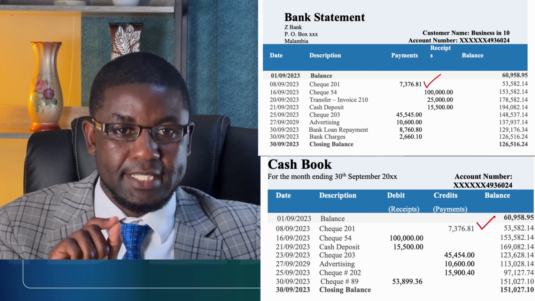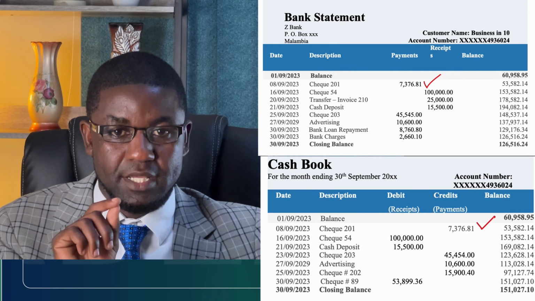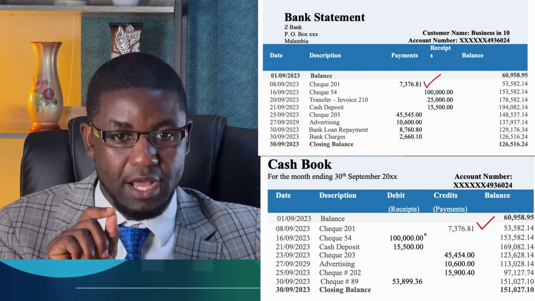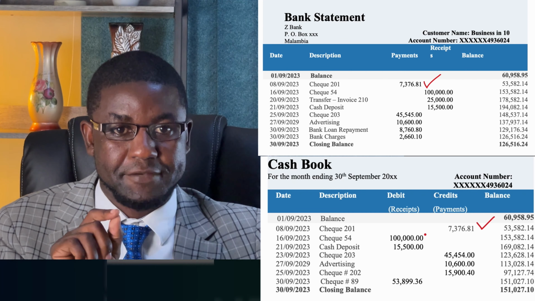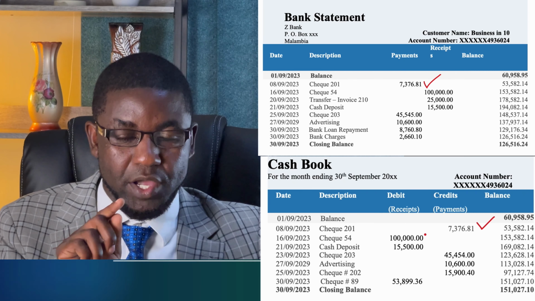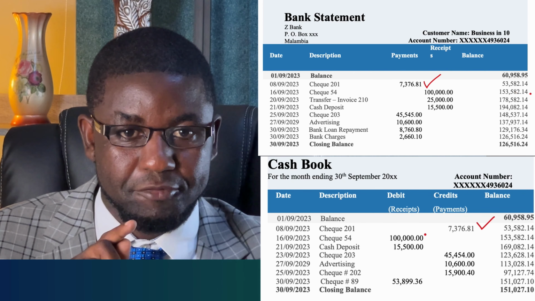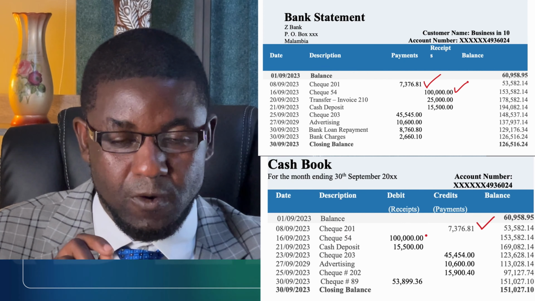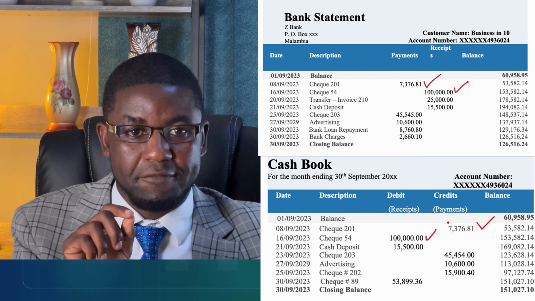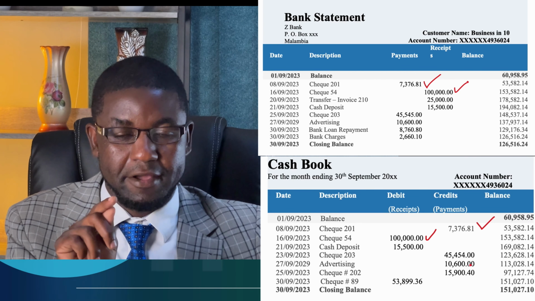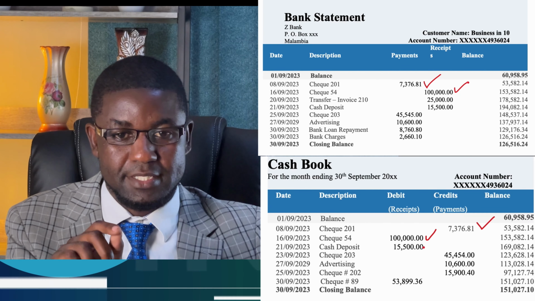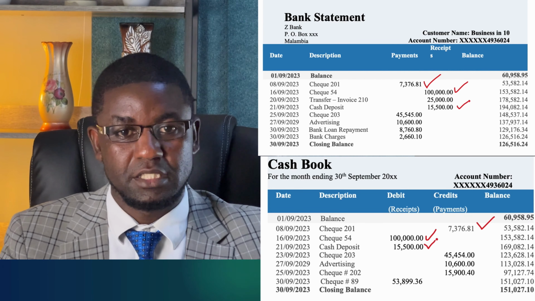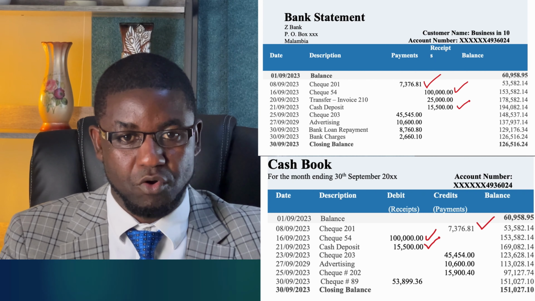And on 16th September, we have 100,000. That also appears in the cash book as check number 54. And we're going to tick check number 54 in the bank statement and check number 54 in the cash book. And we have cash deposit 15,500, and also the same appears in the cash book. So we are going to tick in the bank statement and in the cash book.